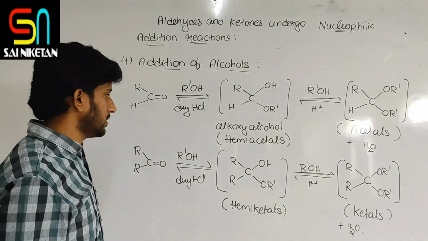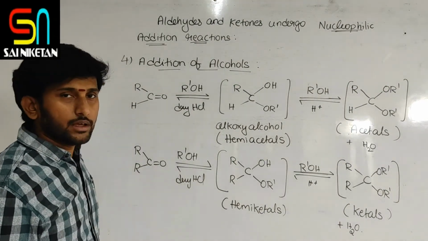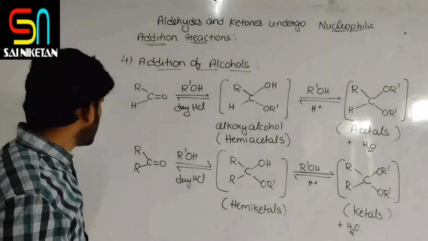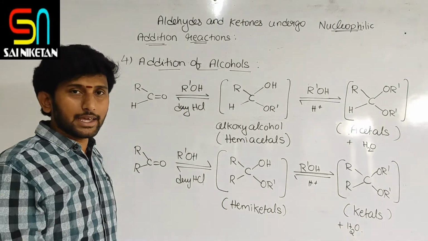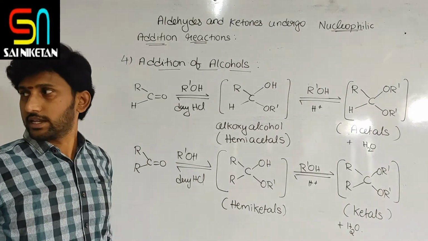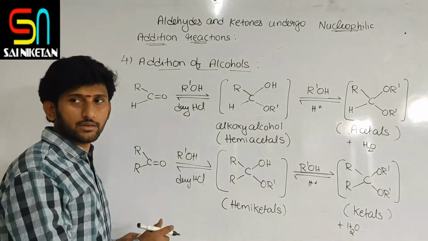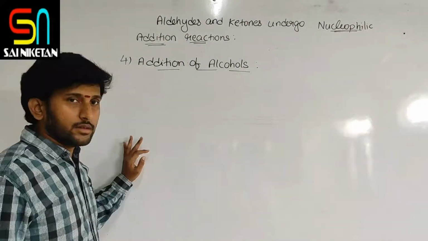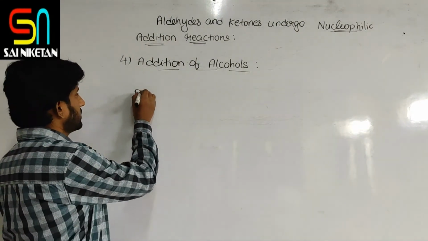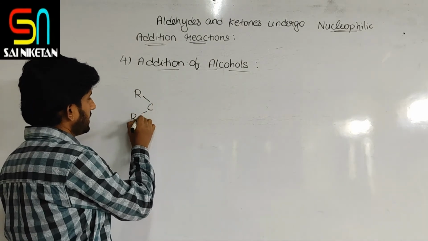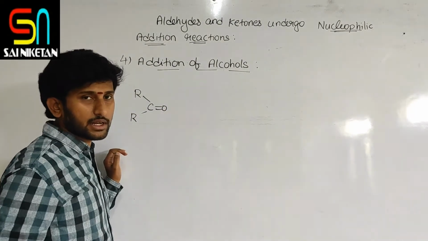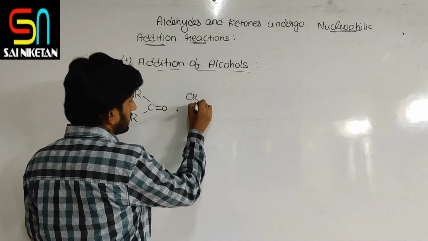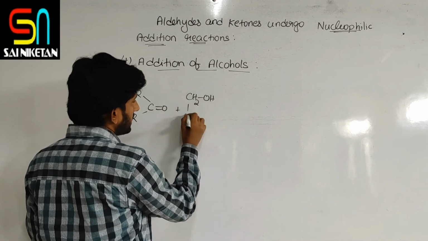In this, ketones or even aldehydes can react with ethylene glycol. Dihydric alcohol also can react. We will continue that in the next page. So when ketones react with ethylene glycol, they form cyclic ketols.